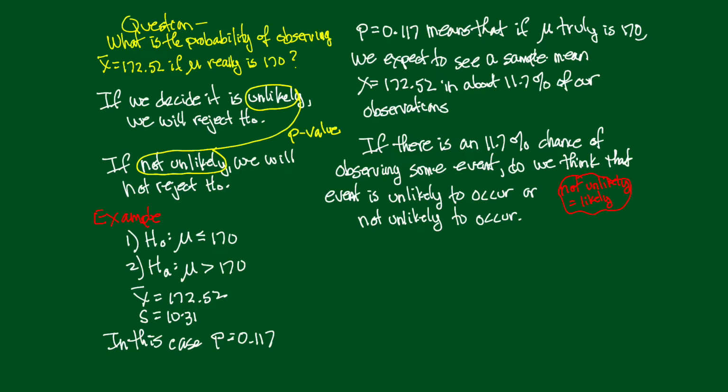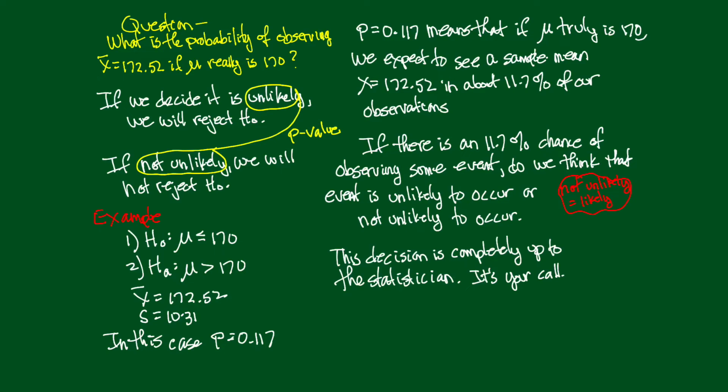Now, I'm saying unlikely and not unlikely. You might think of not unlikely as being likely, but this is a better phrasing, as we'll see later. So that's our question. If there's an 11.7% chance of observing some event, do we think that that event is unlikely to occur or not unlikely to occur?